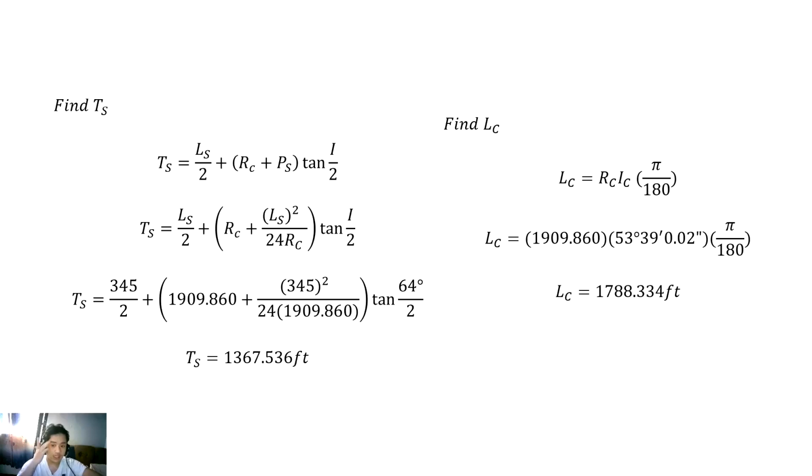Para naman sa LC, we're going to use RC times IC times pi over 180. So, substitute natin. 1,909.860 times 53 degree, 39 minutes and 0.02 seconds times pi over 180. So, makukuha natin yung LC natin bilang 1,788.334 feet.